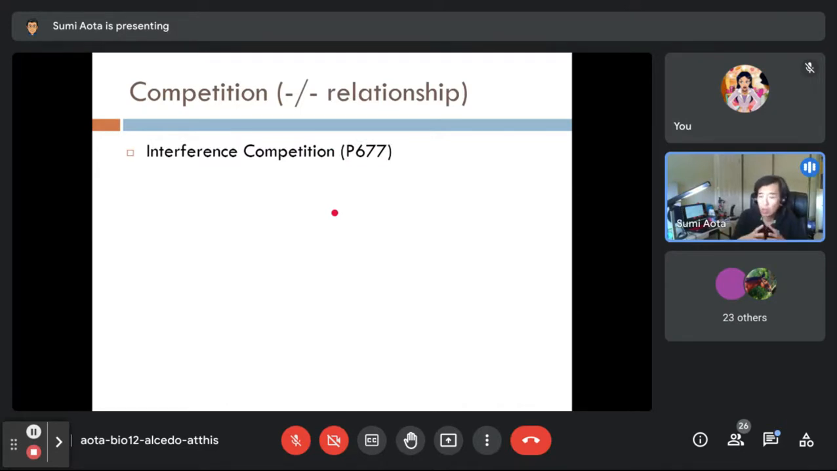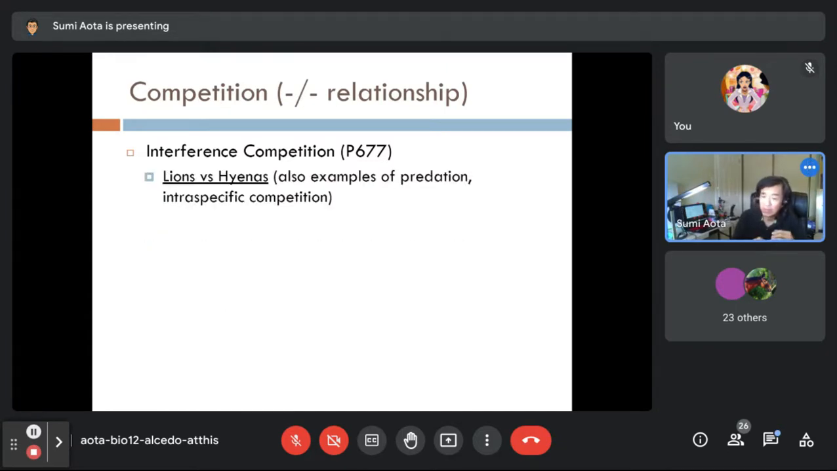So when it comes to competition, there are two kinds. There's interference competition, so that's lions versus hyenas. In interference competition, you have two organisms from two different species in direct conflict with each other. They're fighting each other. They're battling it out.